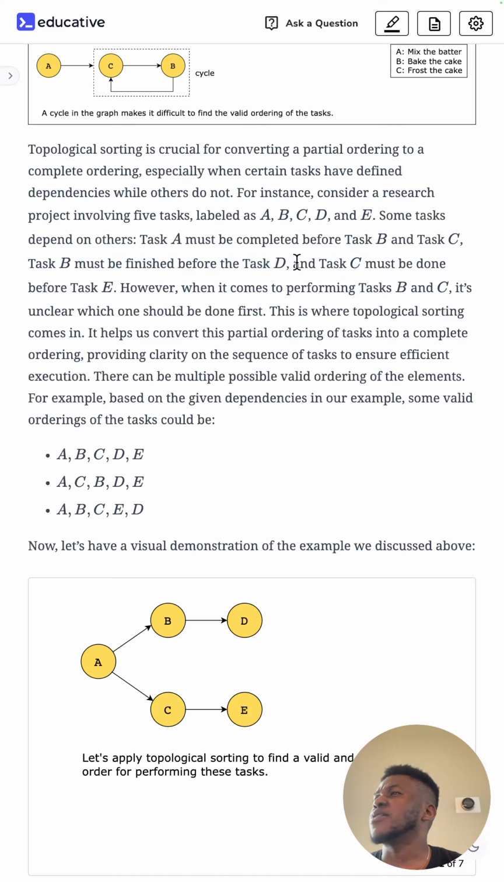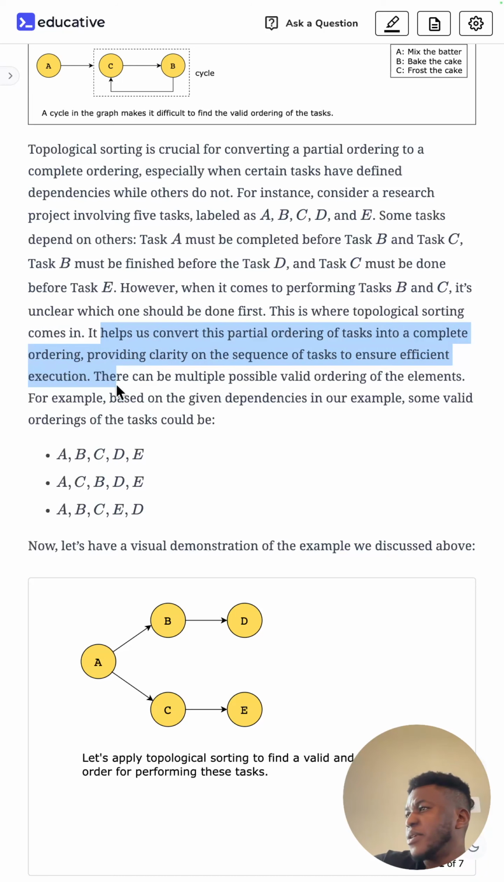and C must be done before E. This combo is so confusing. However, when it comes to performing tasks B and C, it's unclear which one should be first. This is where TopoSort comes in. It helps us convert this partial ordering into a complete ordering, providing clarity on the sequence of tasks to ensure efficient execution. There can be multiple possible valid orderings of the elements.